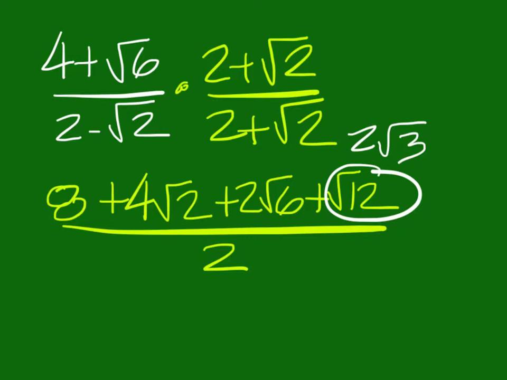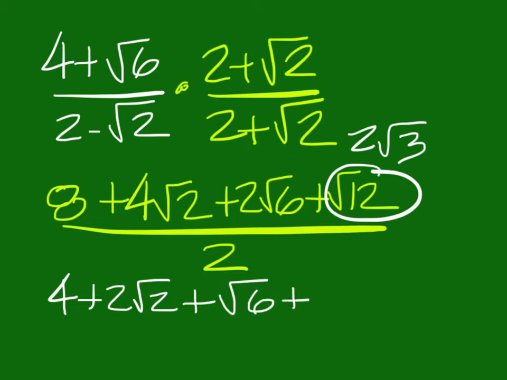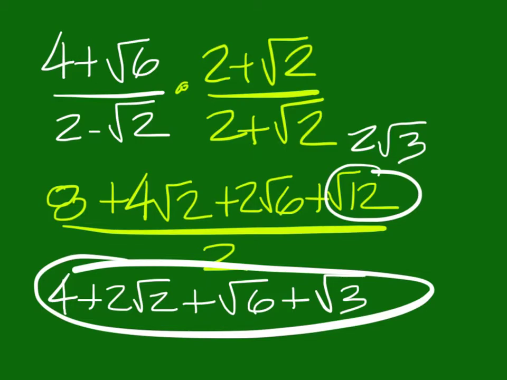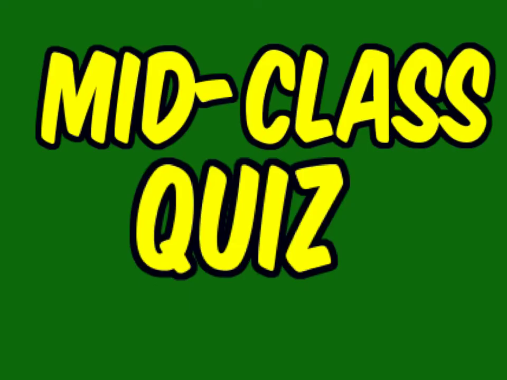And before we go to the last step, we have to take a look at 8, 4, 2, and 2. They can all be divided by 2 from the bottom. So it would be 4 plus 2 square root of 2 plus square root of 6 plus square root of 3.